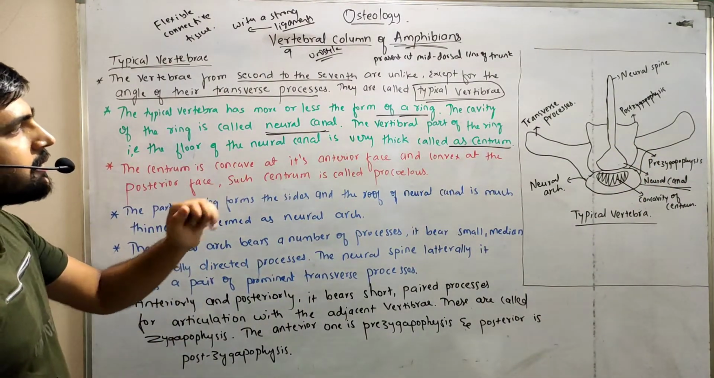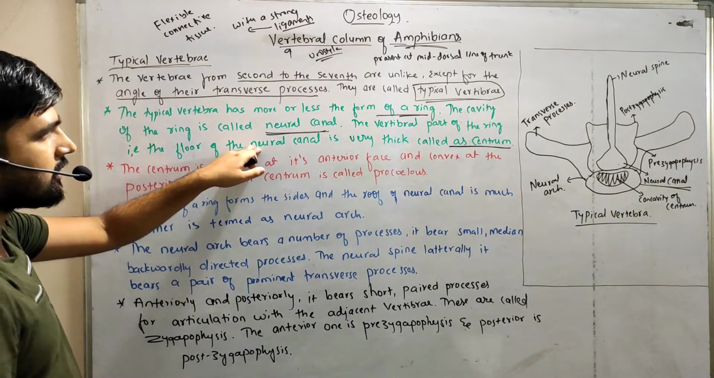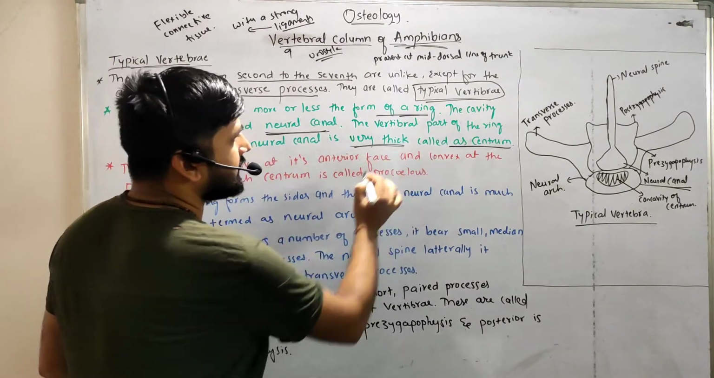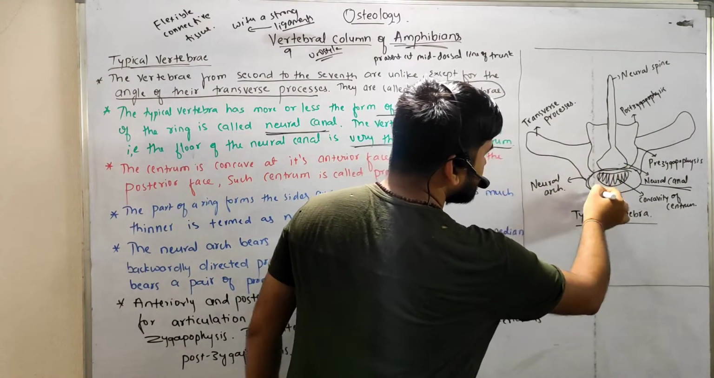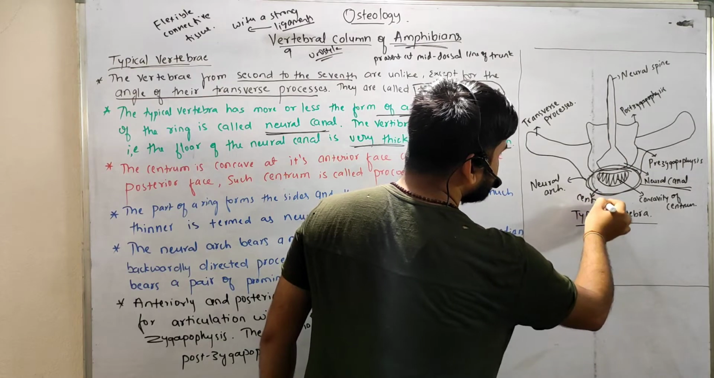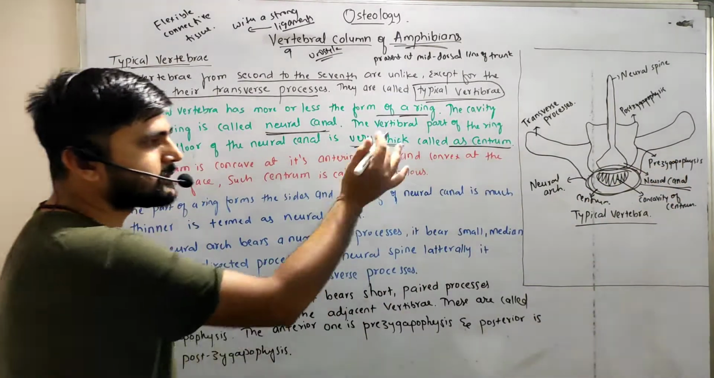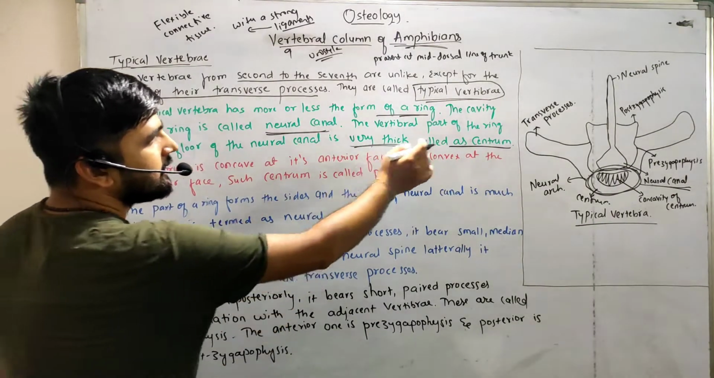The ventral part of the ring, that is the floor of the neural canal, is thick and is called the centrum. At the floor of the neural canal, the portion is very thick. This region is nothing but the centrum. Just below the neural canal we have a thick floor, that is the centrum.